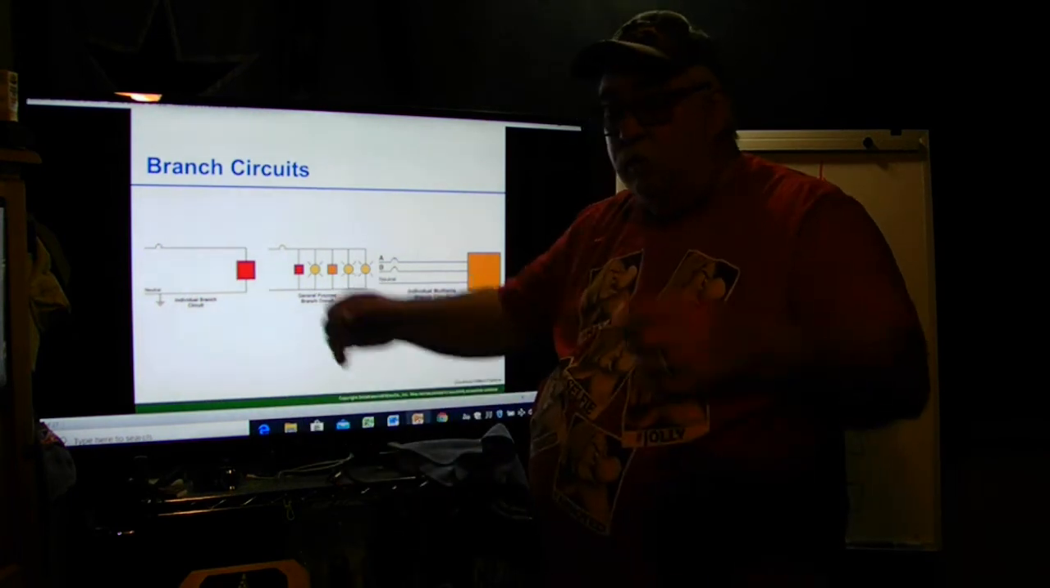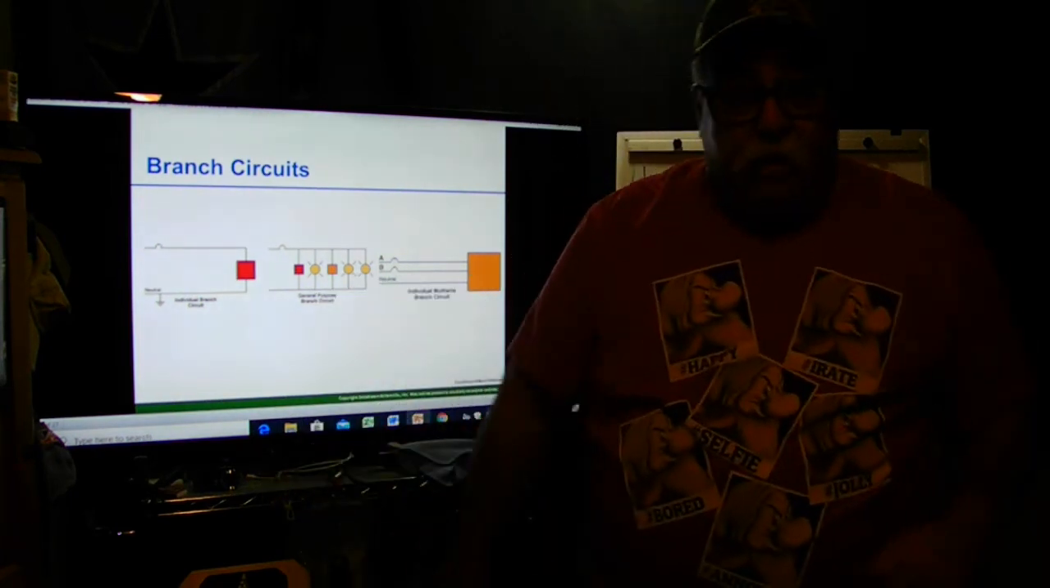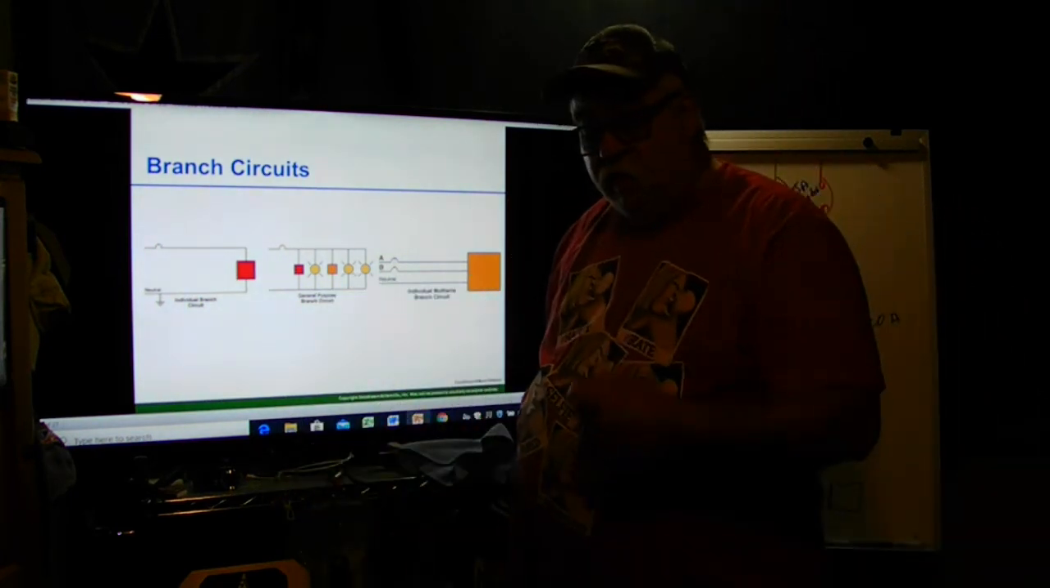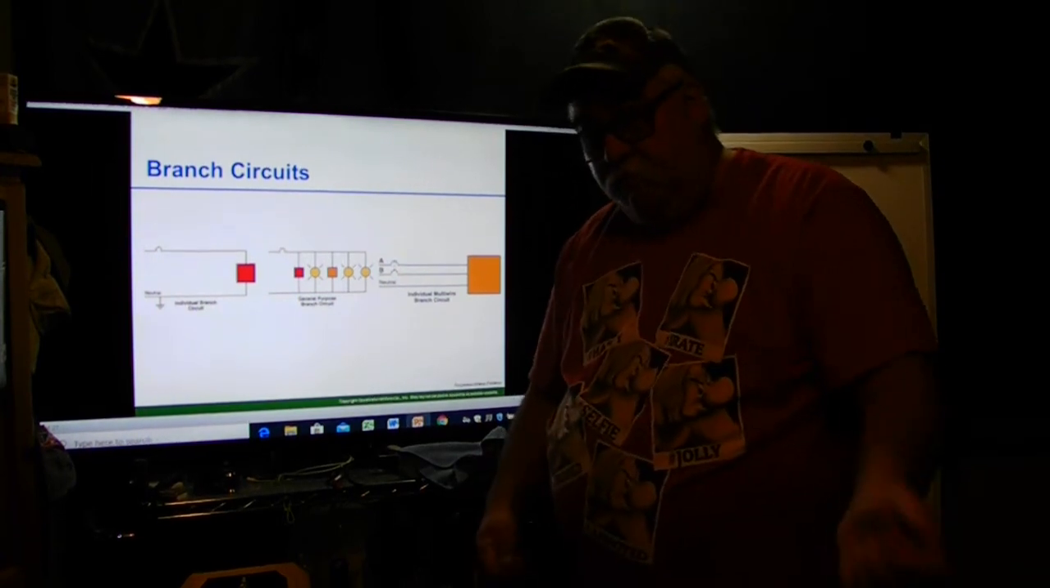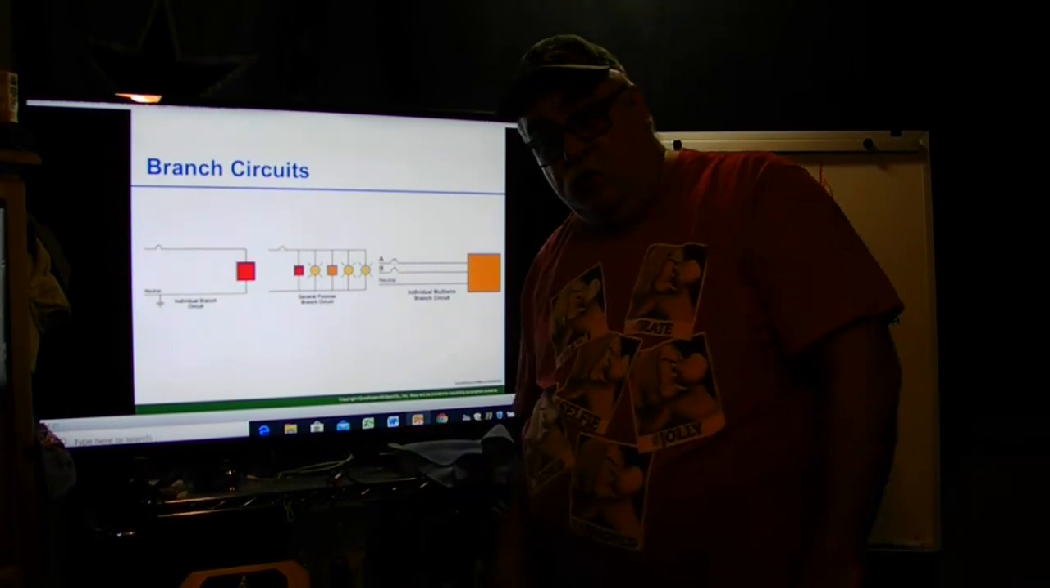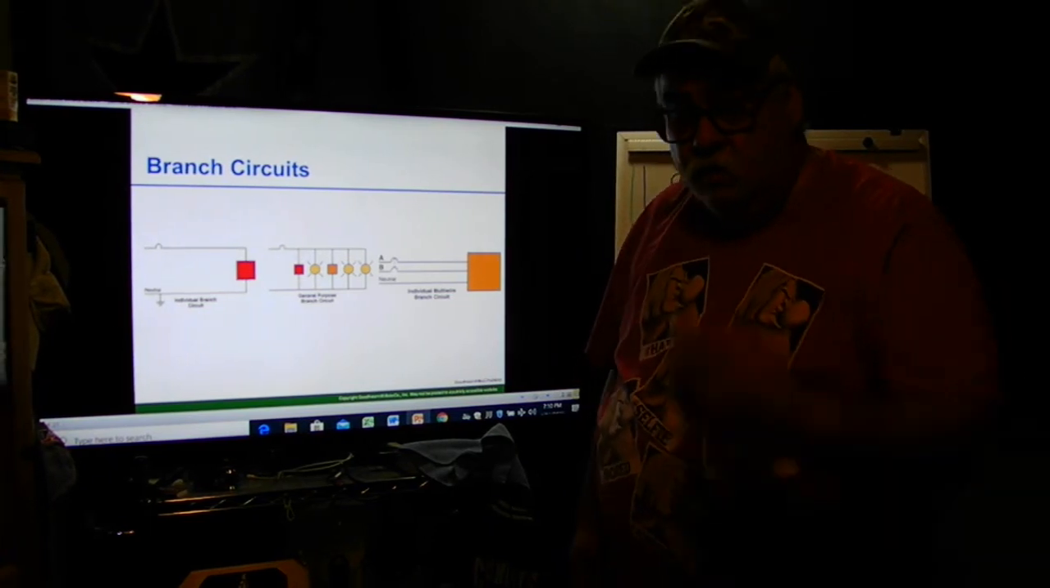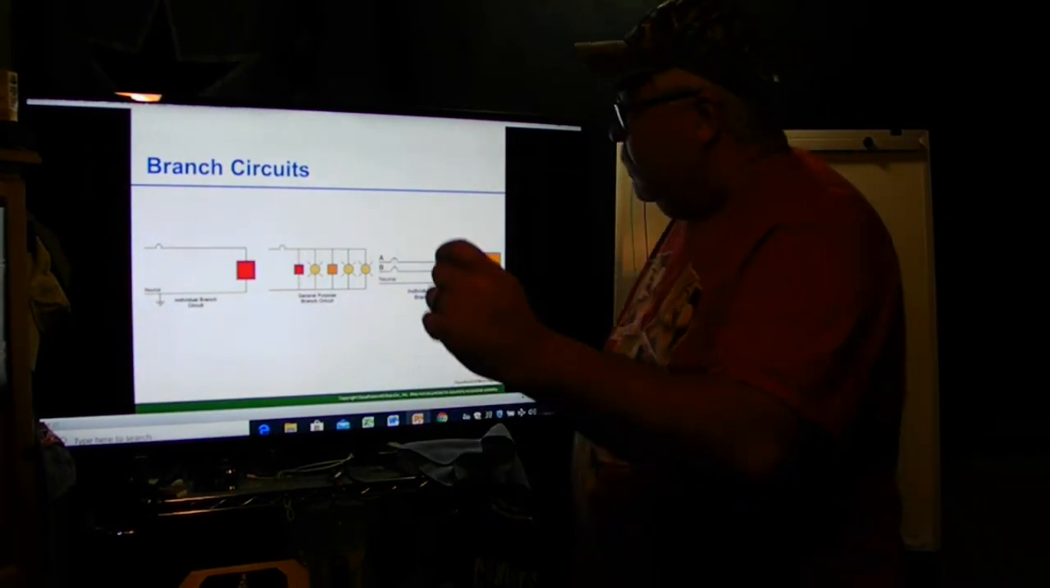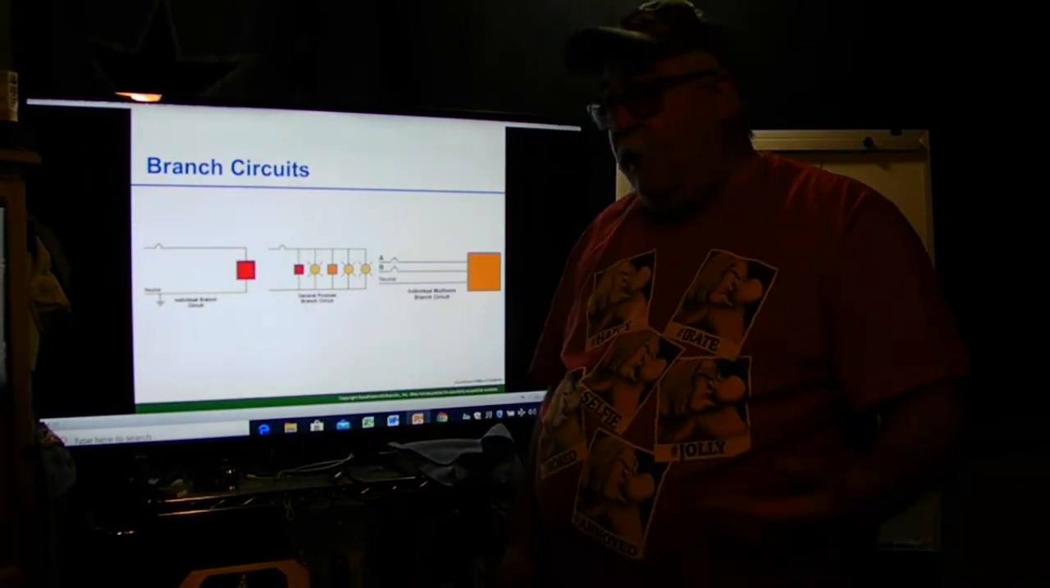General receptacles is because people go in there and plug whatever they want to, or somebody's out there to do something bad, and then they get a piece of aluminum foil and use a pencil to get it in. Anybody do that in high school? I didn't either.